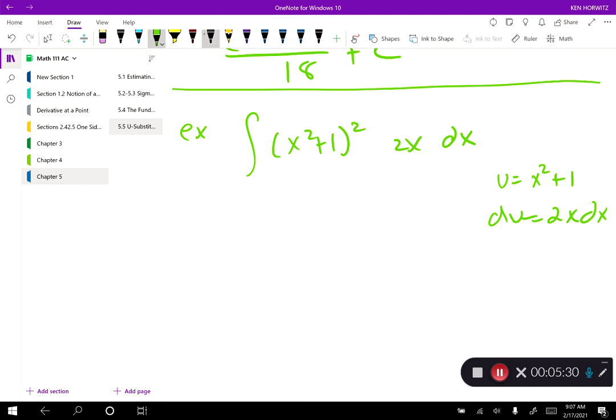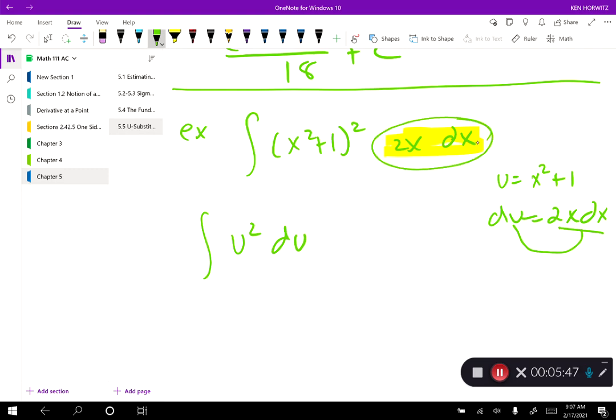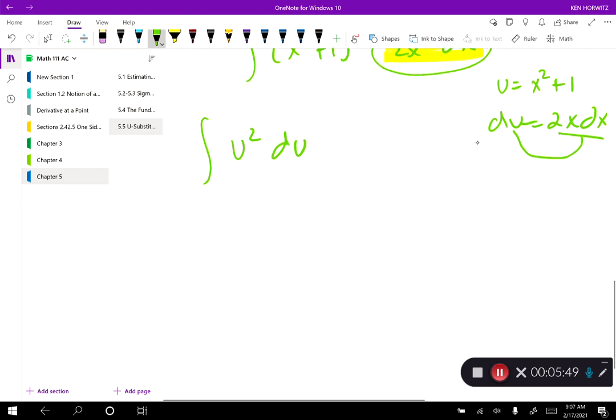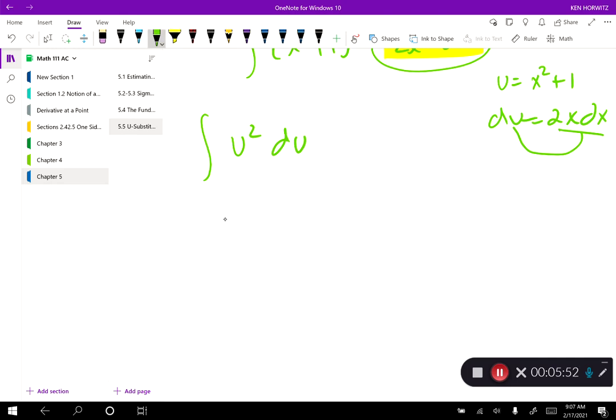Hey, look! 2x dx fits perfectly. So I can rewrite with my substitution. I can go integral of u squared, and then just plain old du, because 2x dx equals du, and I have a 2x dx right here. So then I'm going to do my integration. I get u cubed over 3. And then I'm going to substitute back. (x squared plus 1) to the third power over 3. And you always got to put in the plus c.